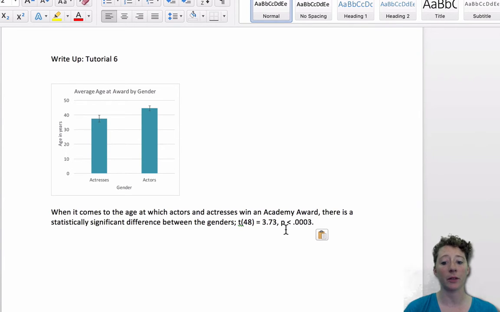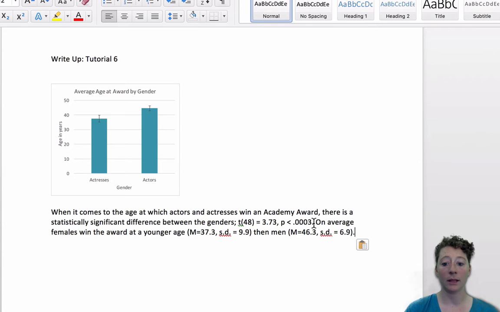We include the p-value, which in this case is much less than 0.05, and that makes us think this is a true difference. These groups are truly different from one another. We also want to include the actual mean and standard deviation for each group and tell the reader what it is that we found. So females win the award at a younger age than men. Until you learn how to calculate these in a statistics course, reporting the mean and the standard deviation with some tentative interpretations is acceptable.